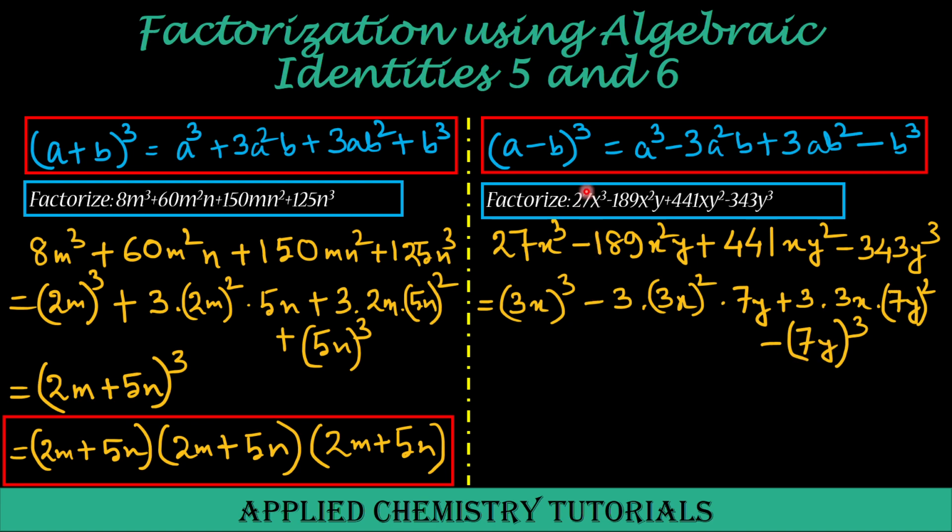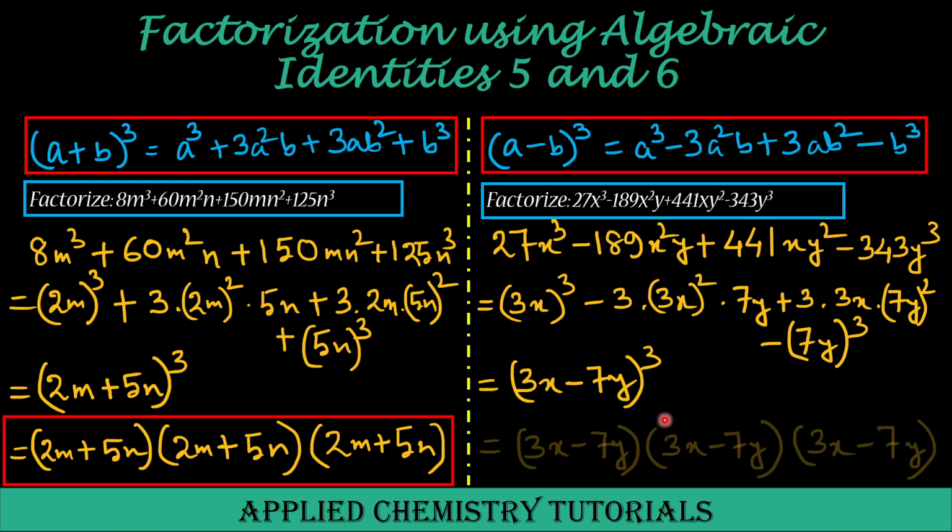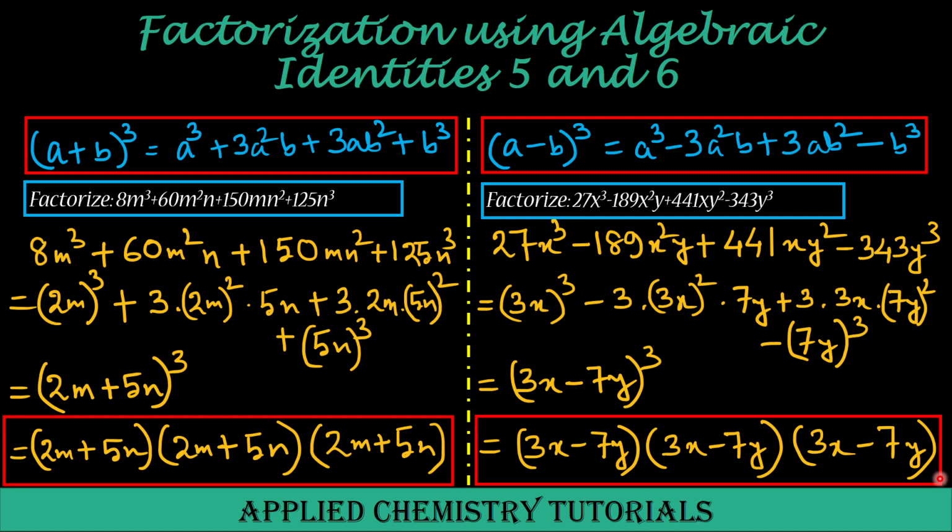So we can rewrite it in the (a minus b) whole cube format, such as (3x minus 7y) whole cube, which further can be rewritten as (3x minus 7y) multiplied by (3x minus 7y) multiplied by (3x minus 7y). So this is the factorized form of the given algebraic expression.